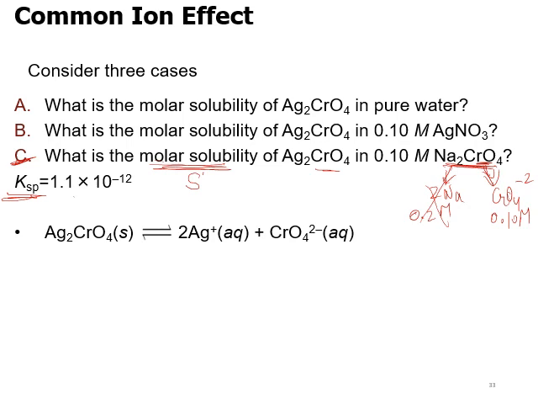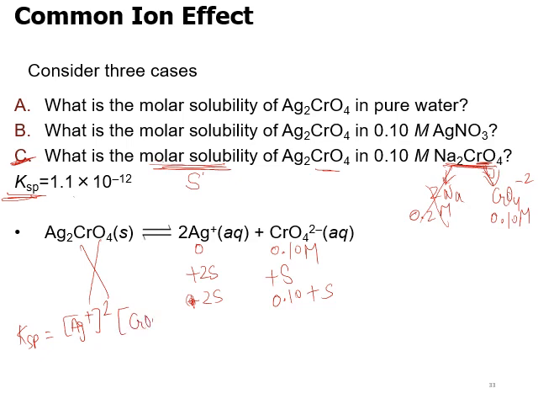Okay, all right. So anyway, coming back to our question, I do not care about the solid. Initially, I don't have any silver, but I do have chromate, which is 0.10 molar. The change is going to be plus 2s for silver, where the 2 comes from the stoichiometric coefficient, and plus s for chromate. So my final equilibrium concentration is 2s for silver and 0.10 plus s for chromate. So what is my expression for Ksp? Ksp is the silver ion concentration squared times the chromate ion concentration, which will be equal to (2s) squared times (0.10 plus s), right?